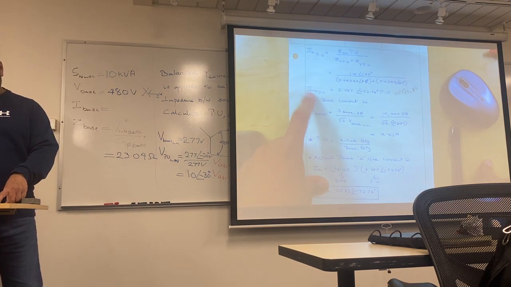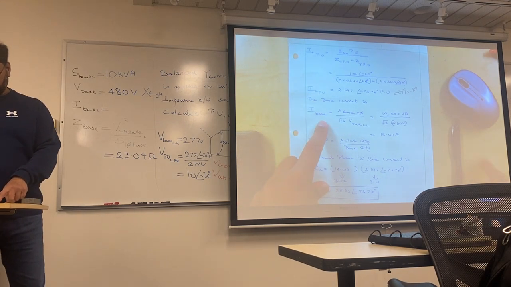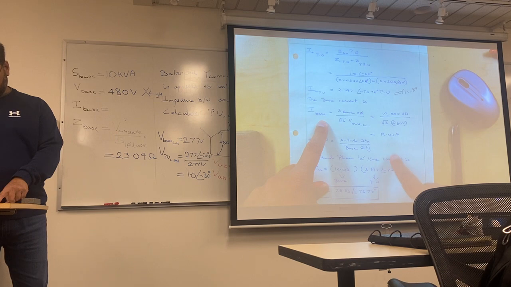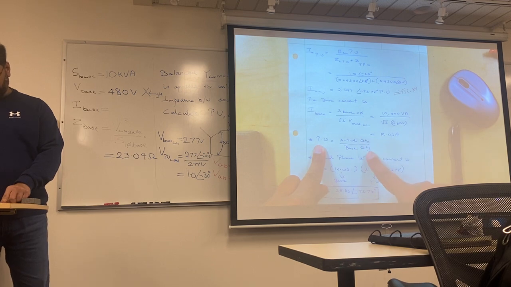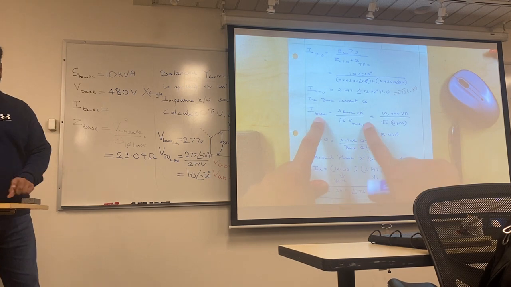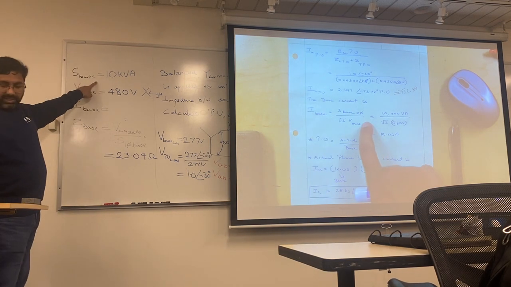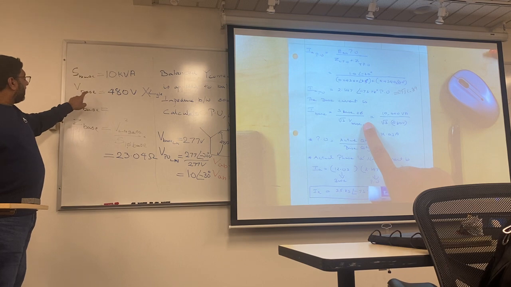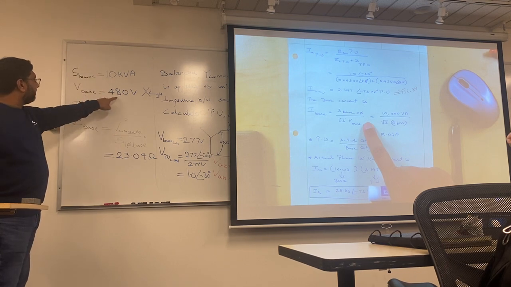So to come up with our actual base current, all I have to do is, per unit is actual quantity divided by base quantity. We figured out the per unit. We still don't know the actual unit, but we can figure out the base unit. So I base is what? We already have the S base here. The V base is 480.